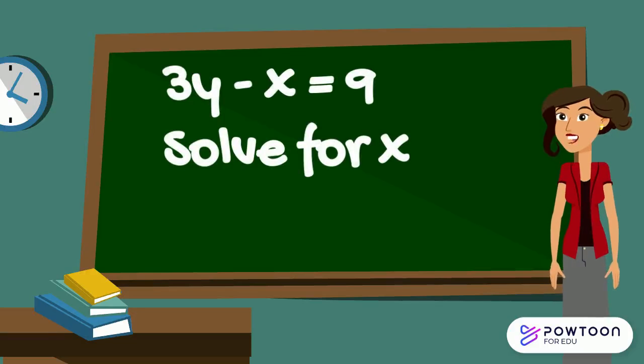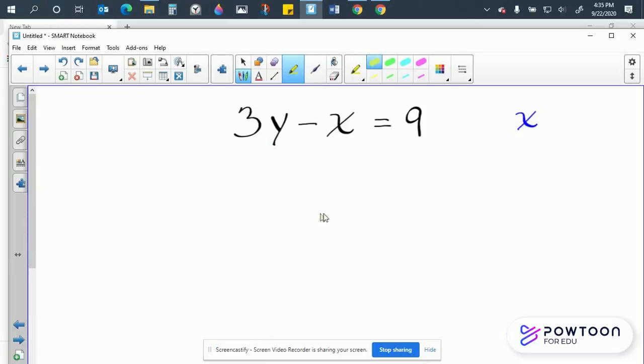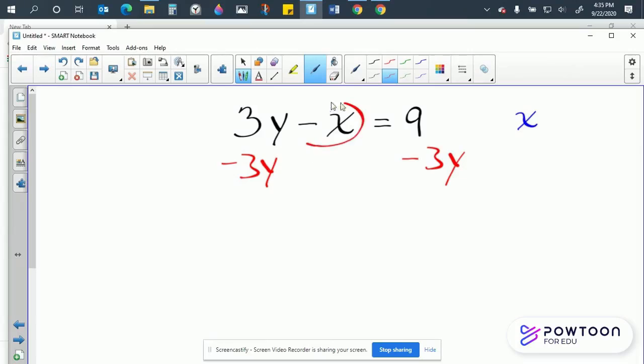Solve 3y minus x equals 9 for x. So the first thing we need to do is move this 3y to the other side. So we're going to subtract the 3y. And be careful again, I'm left with a negative x, not just x. And 9 and 3y are not like terms, so we leave them separate.